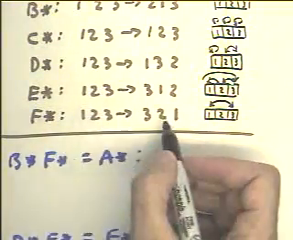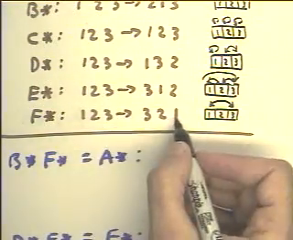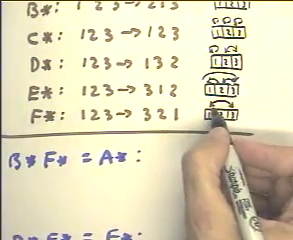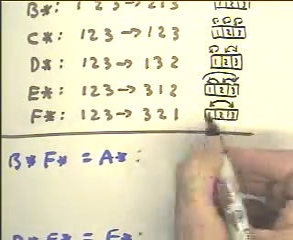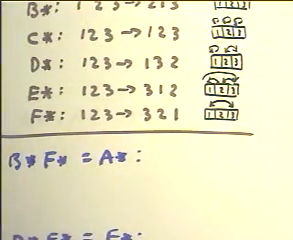Then this last transformation, we see that the first object goes to the third position, the third object to the first position, so we have the arrow that indicates the switching of those two objects, and the second object stays where it is, and I'm not going to bother with the little circle here.